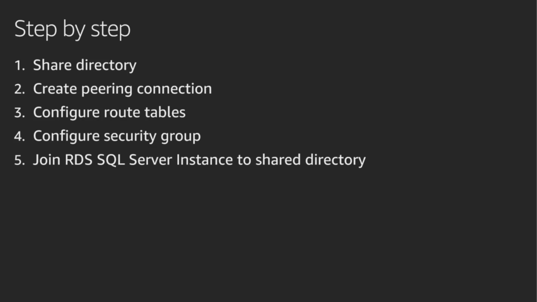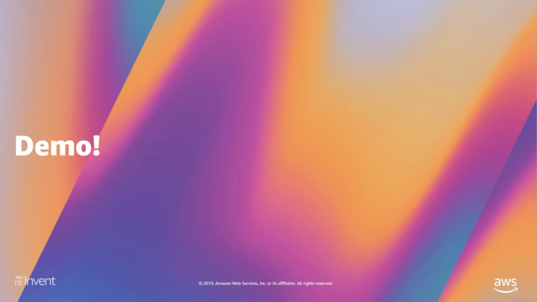Then number three, we will configure the route tables. And number four, we're going to configure a security group for this to work. Numbers three and four are very important steps. Without them, it's not going to work. And then number five, we're going to launch our RDS SQL Server instance, and we're going to join it to the AWS Managed Active Directory that's been deployed to another account. So with that, let's jump straight to the demo.